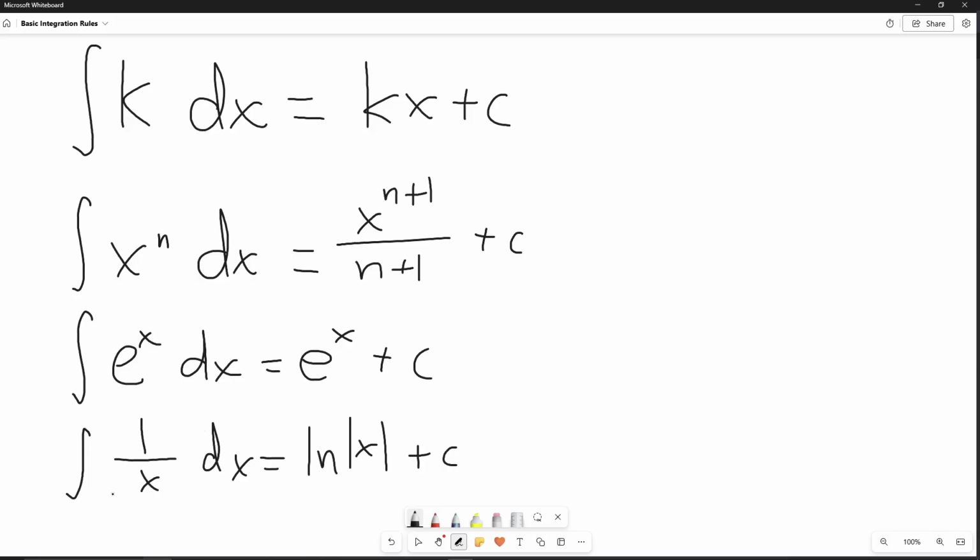And the fourth rule is the integral of 1 over x with respect to x is equal to ln of the absolute value of x plus c. And you probably know that the derivative of ln x is equal to 1 over x. And the reason why we put these absolute value signs around the x is because the domain of 1 over x is all real numbers except for 0, and the domain of ln of x is all positive numbers. So by putting this absolute value, we're extending the domain of ln x to be negative as well, to fit 1 over x.